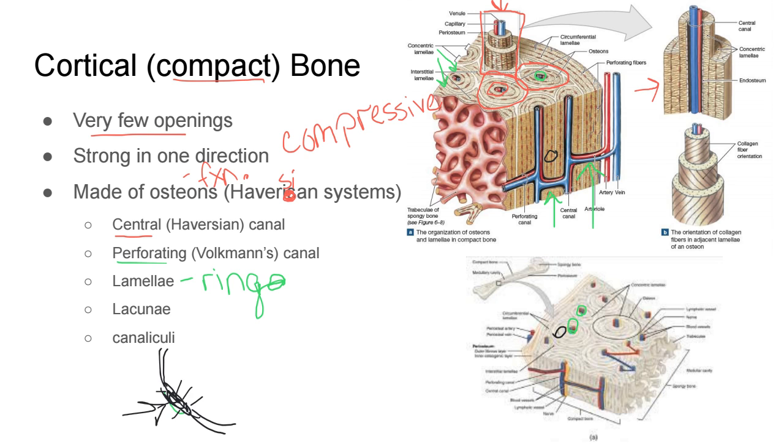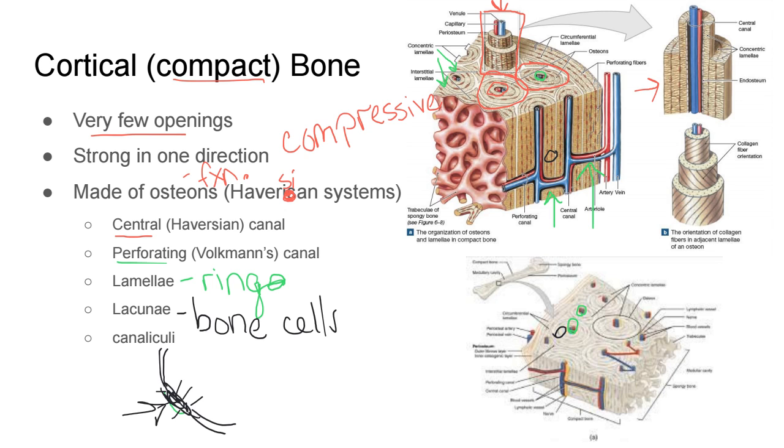Realizing that bone is solid, but bone is also a living tissue. So if bone is a living tissue, then it's going to need cells, right? It's going to need cells, and those cells need physical space to live in. So these lacunae are the openings where the bone cells live. They're like little caves that the bone cell can live in.